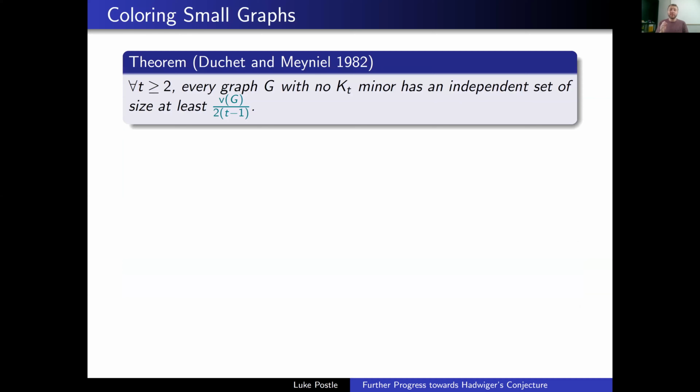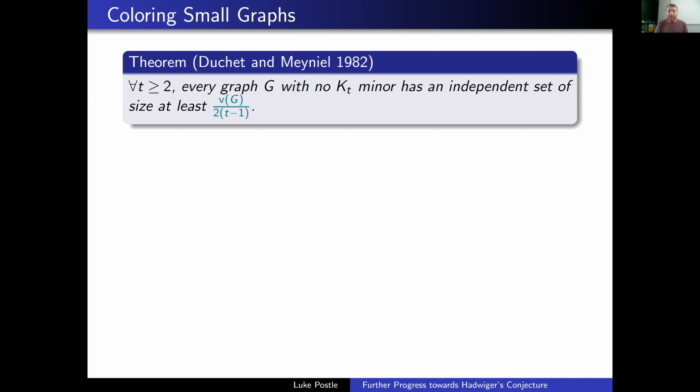So one thing is that we can color small graphs. So how do you color small graphs? Well, Duchet and Meyniel already in 1982 had shown that every graph with no K_t minor has an independent set of size at least n over 2t minus 1. So you would expect, if Hadwiger's was true, to find an independent set of size n over t minus 1 by taking the largest color class. And here they can get half of that.